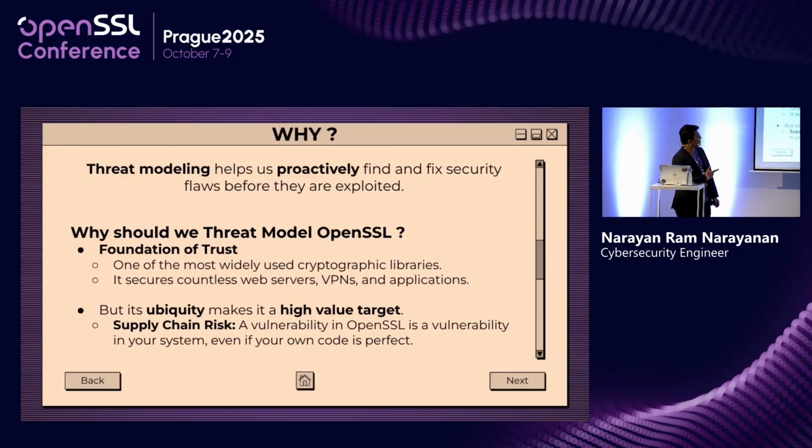So why do we need a threat model? A threat model helps us fix security issues proactively. It costs way less when we fix the issue in the design phase compared to production. And why are we threat modeling OpenSSL in particular? Because OpenSSL acts as a foundation of trust, and there are a lot of supply chain issues. Even if your application is ironclad, completely secure, but the way you implement OpenSSL is not that great, then your application is ultimately vulnerable to risk.